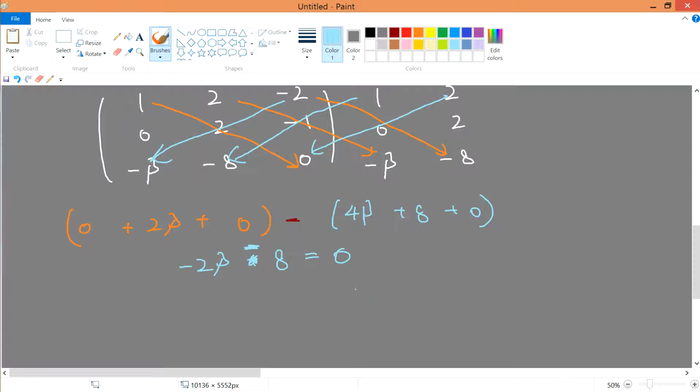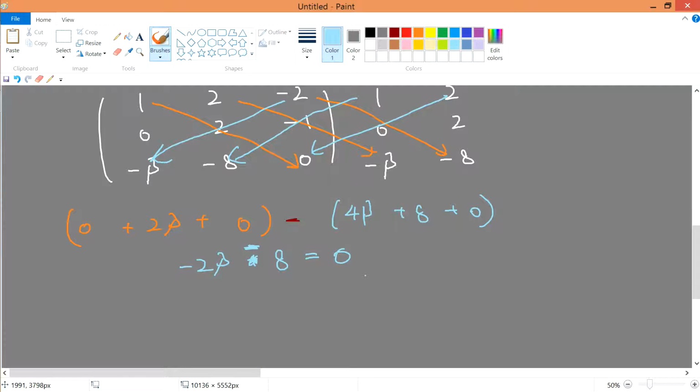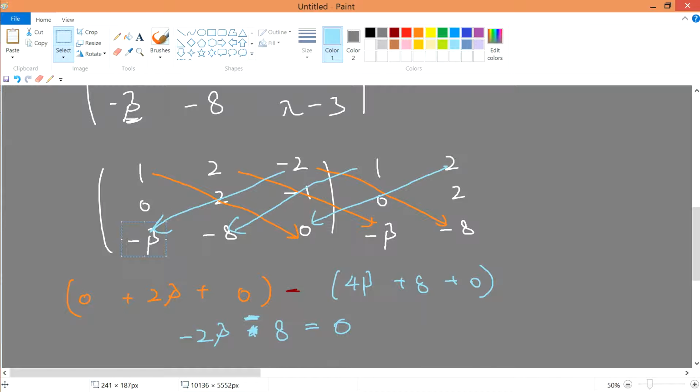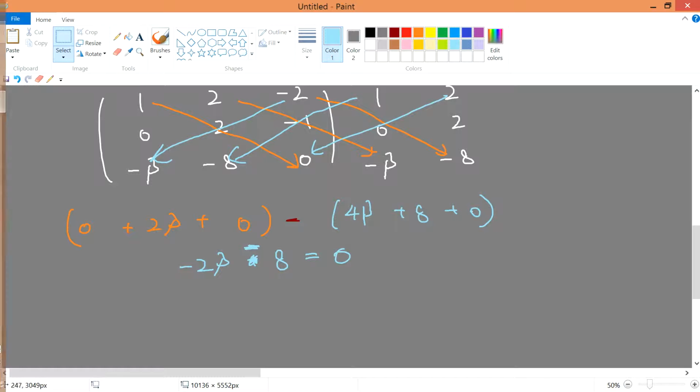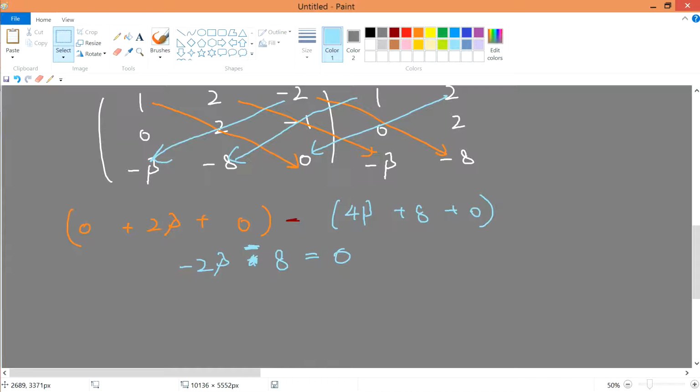It equals 0. The determinant equals 0 means that there is a non-trivial solution. Later on we'll talk about it, but in this case the non-trivial solution states that this system has only one value for beta and nothing else. If you have many values for beta, then it's not non-trivial, it's actually a trivial solution. Trivial simply means of little value or importance. So if it's non-trivial, this means that it's important, that's all. That's simply the case itself.